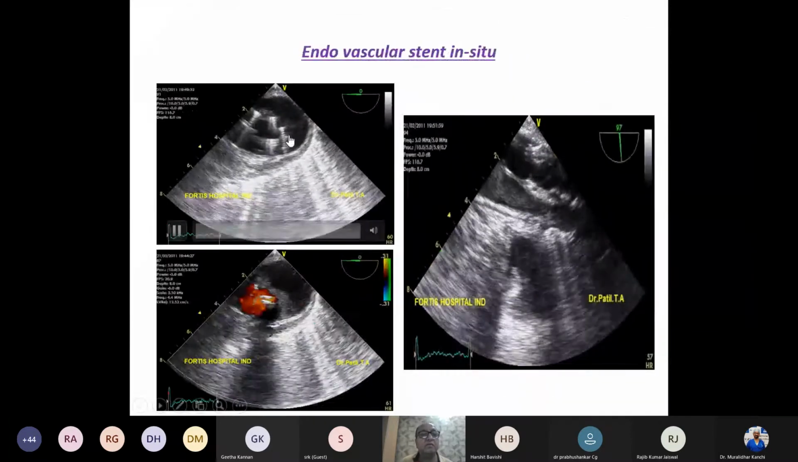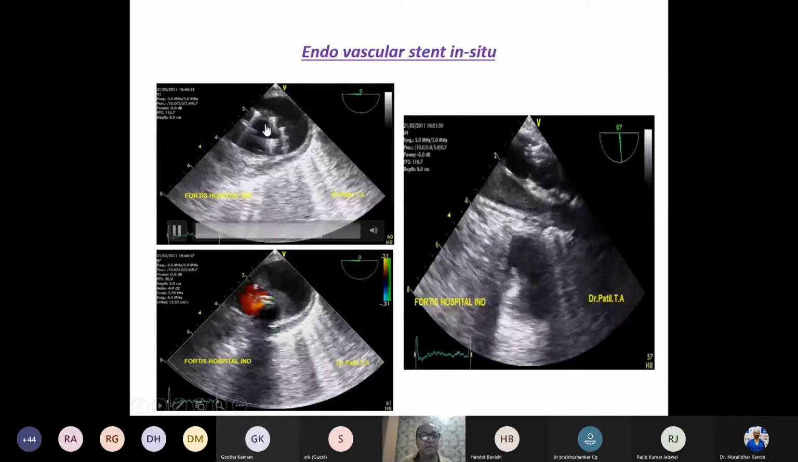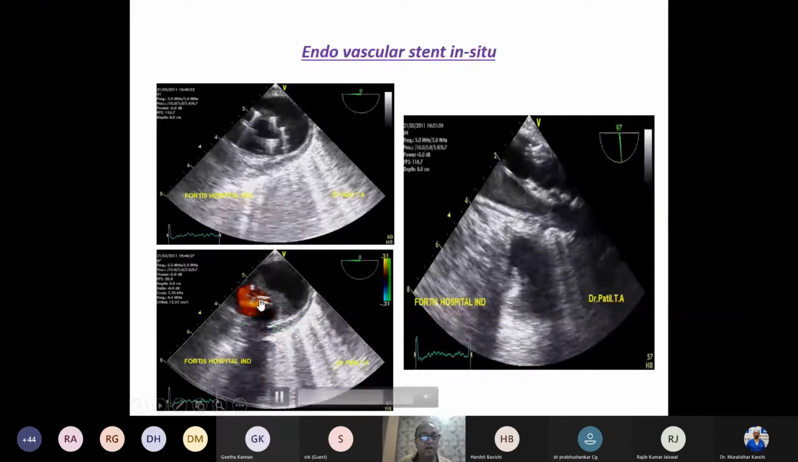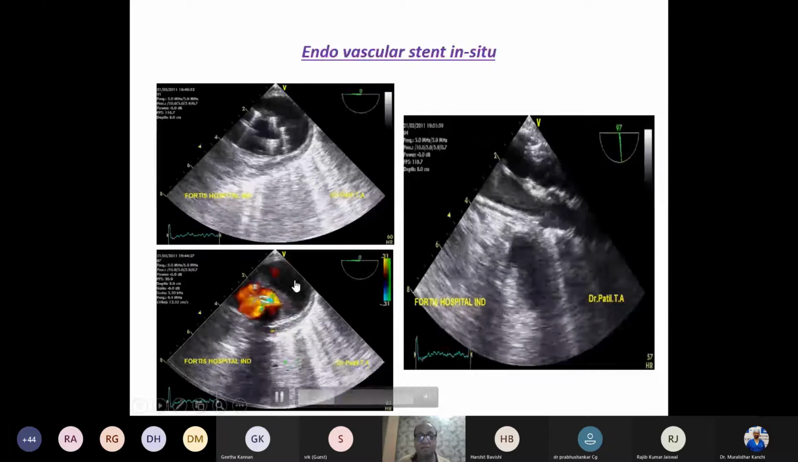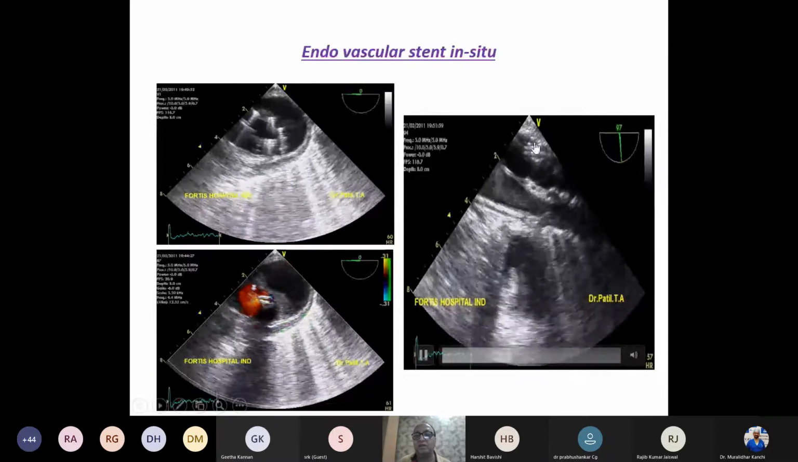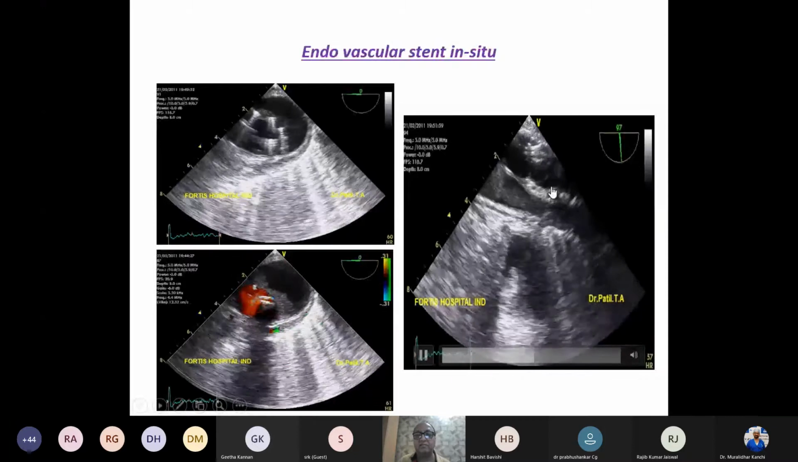Now I am showing you another image. Already a graft has been placed. And you can see the color flow Doppler down below on the left side. And opposite to that you can see the spontaneous echo contrast there, on the false lumen side. Here also you can make out the spontaneous echo contrast down below. This is the false lumen and the endovascular stent. This is a long axis of the descending aorta, and the stent has already been placed.